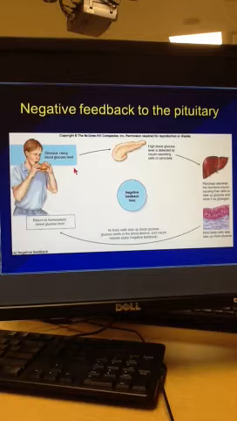And once the blood glucose level comes back to normal, it feeds back. There is a feedback that shuts down the pancreas and prevents the additional secretion of insulin. If the insulin were continued to be released, your blood sugar would go down, down, down, and you would become hypoglycemic. So it's very precisely controlled. This is a good example of a negative feedback mechanism.